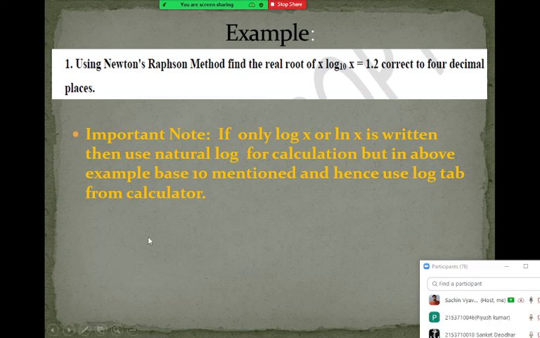Sir, for calculation purposes, can we convert the question of log base 10 to natural log by dividing? Yes, you can. But you should write that log x at the base 10 is ln x upon ln 10. That is the formula.